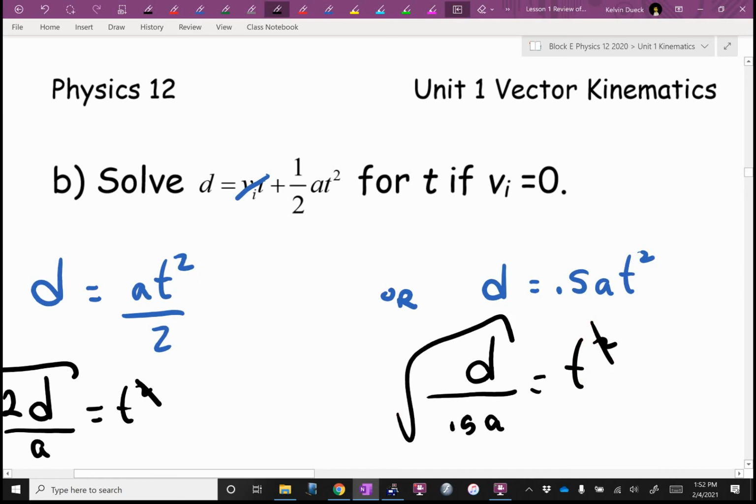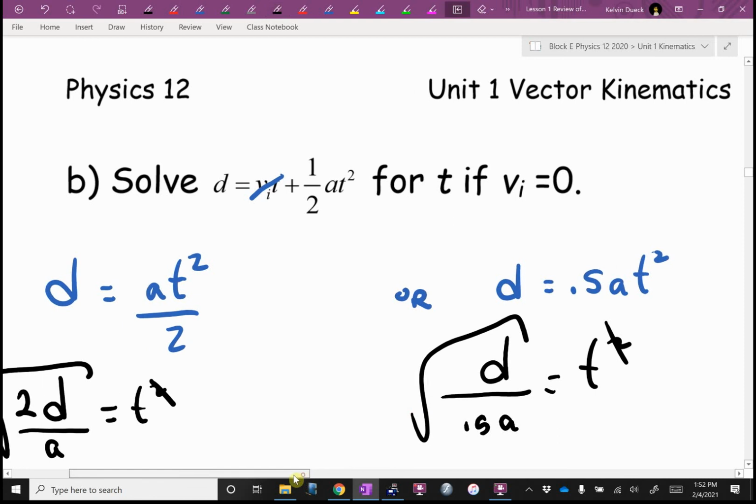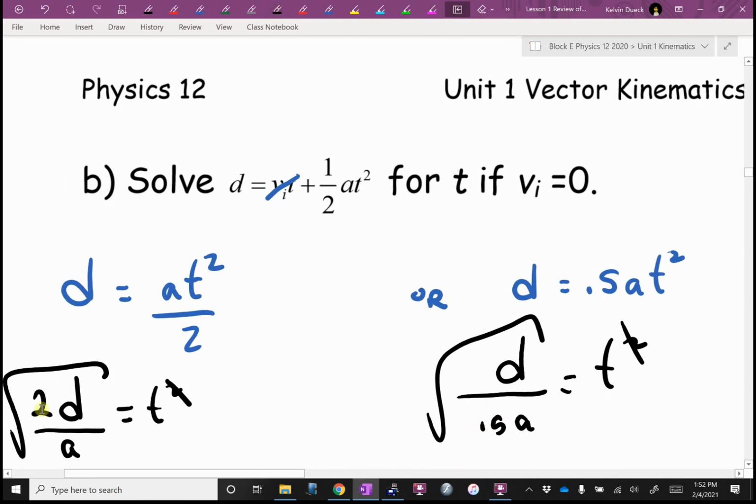And this is where I tried to let you know or remind you that dividing by 0.5 and timesing by 2 do the same mathematical operation. Those are identical equations. They look different, but they're the same.